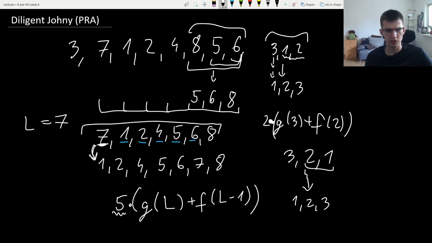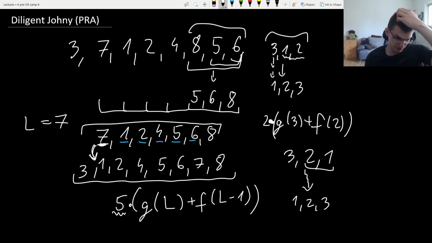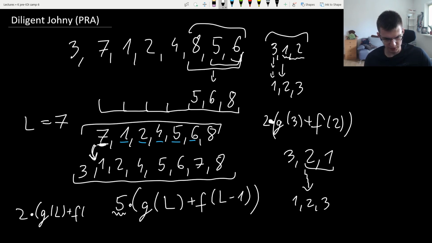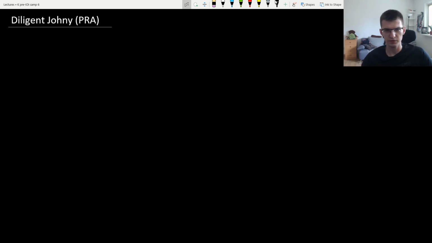And then we need to do the same when we append here a 3. I need, from this, to move to the sorted sequence. This will be 2, the number of things smaller than 3, times g of L plus f of L minus 1, where L is 8. What solution do we get from this?